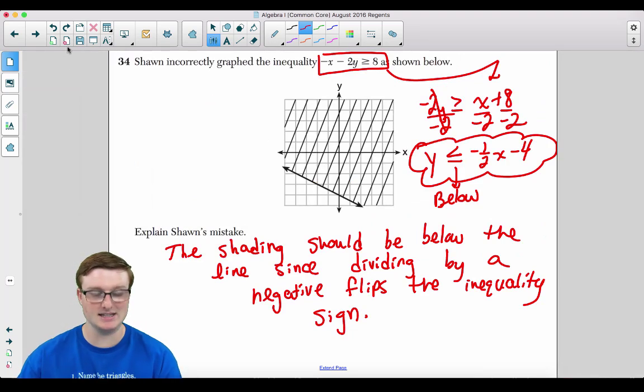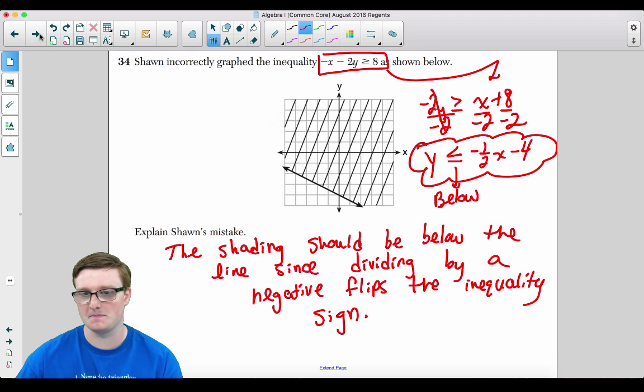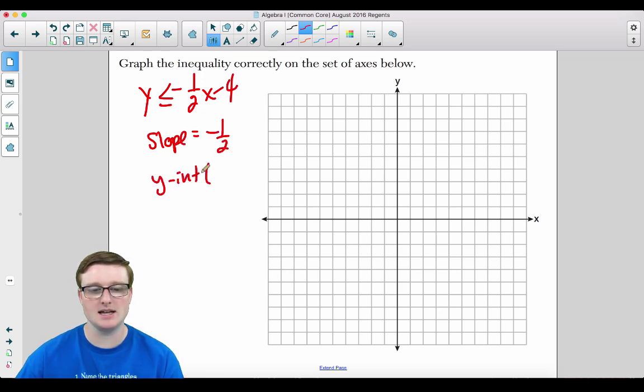Now the second part says actually graph the inequality on the set of axes below correctly. So I'm just going to take y is less than or equal to negative 1/2 x minus 4. All right, so the slope is equal to negative 1/2. Your y-intercept is 0, negative 4, and it's solid shading below. Great, let's go ahead and graph it.